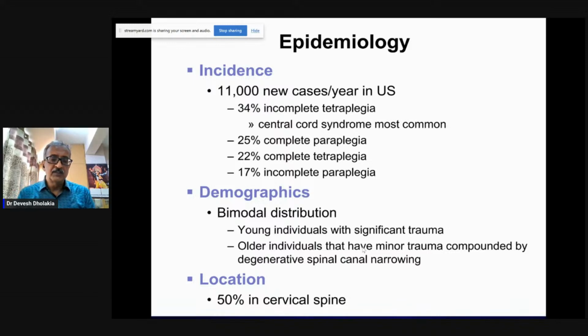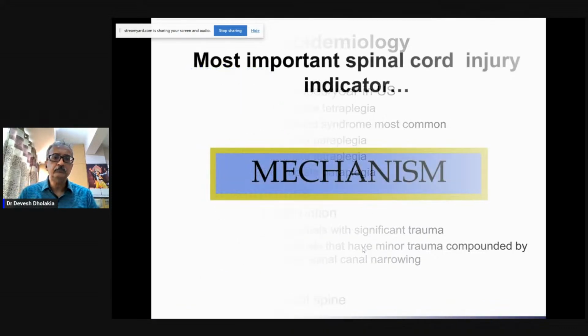Most of these injuries occur either in the younger age group because of significant trauma, or in the older age group where the spine is already degenerated and a minor trauma will compound the problem. Out of this, 50% occurs in the cervical spine region. The injuries are more common in the cervical spine region.